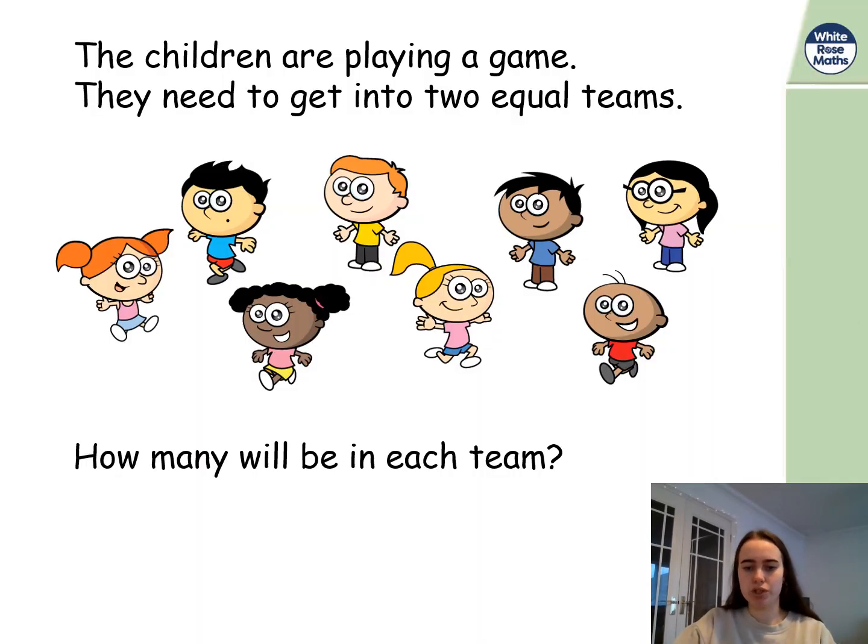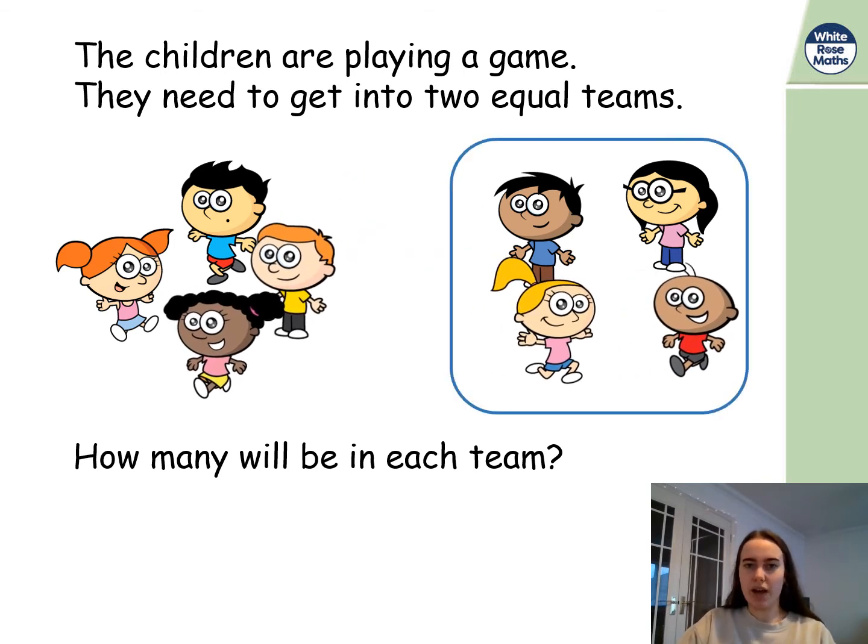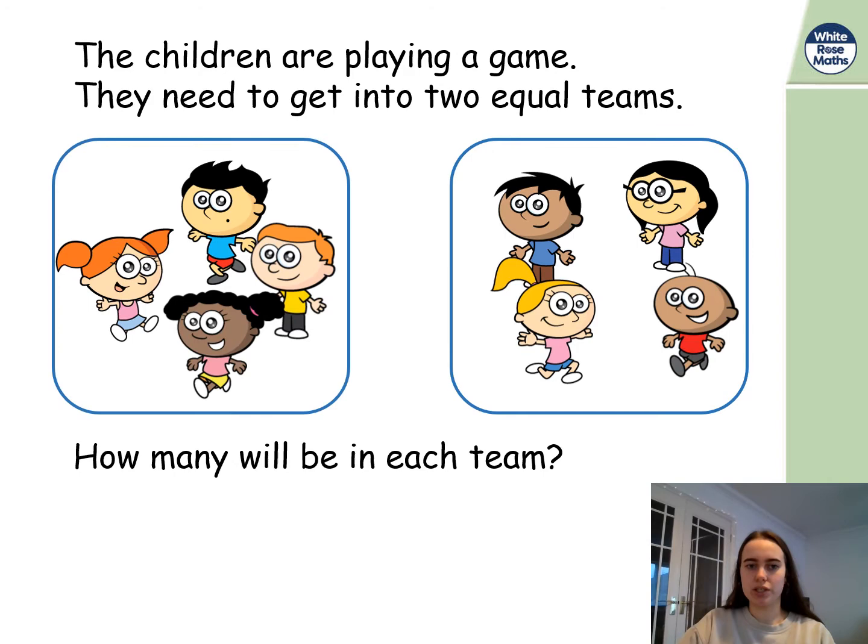Okay, so we've got some children and they are playing a game. They need to get into 2 equal teams. How many will be in each team? 2 equal teams. Let's count up how many there are. There are 1, 2, 3, 4, 5, 6, 7, 8. So 8 children into 2 equal teams. Do you think you know what the answer is? Let's find out. It is in fact 4 children in each team.